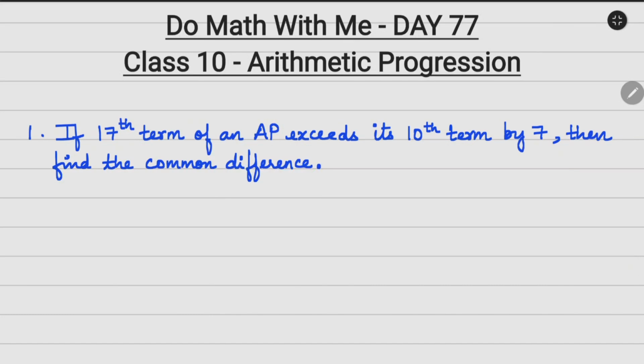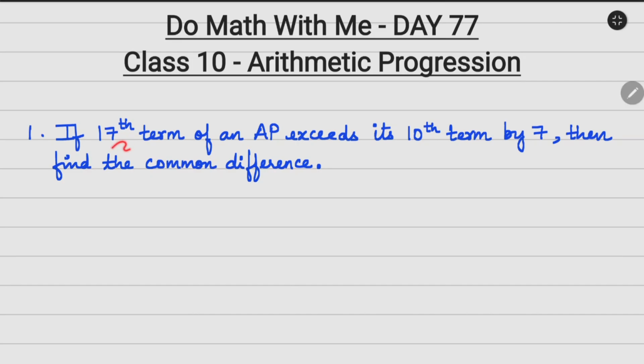In the Do Math With Me series, today we'll be solving some important questions from the chapter Arithmetic Progression. Please make sure that you're doing these questions, and as you solve more questions, you'll definitely get stronger at it. Arithmetic Progression is a very important chapter, and all of these questions that we are doing are very easy. Just make sure that you practice them once, solve them once.